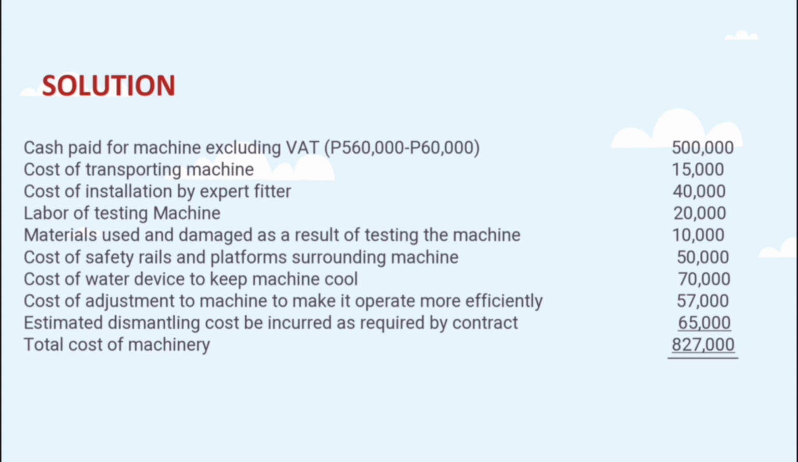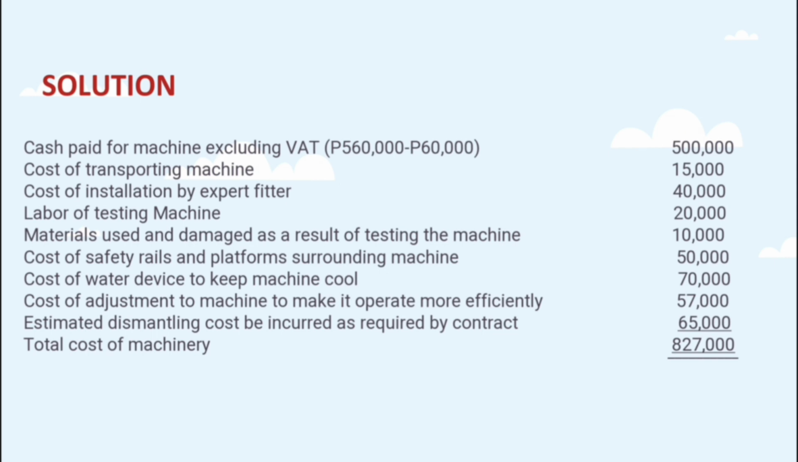So knowing all that, let us proceed to the solution. So cash paid for machine excluding VAT, value added tax, 560,000 minus 60,000. Why do we not include the value added tax?